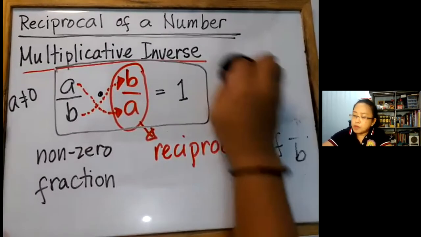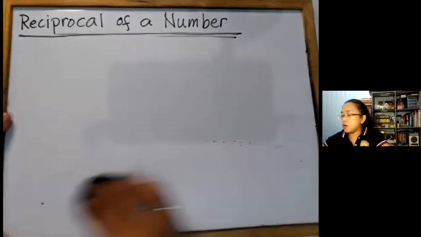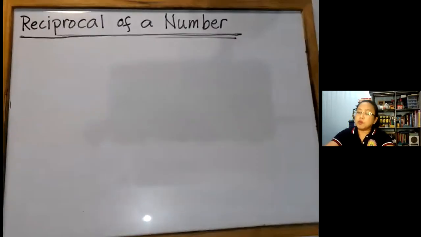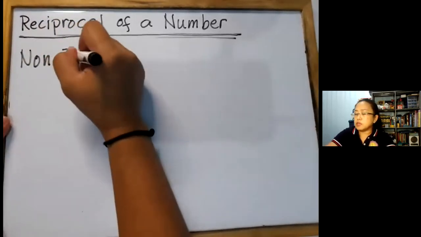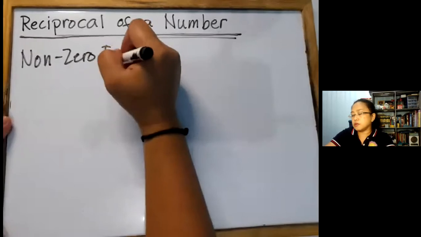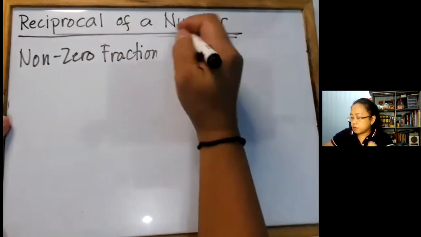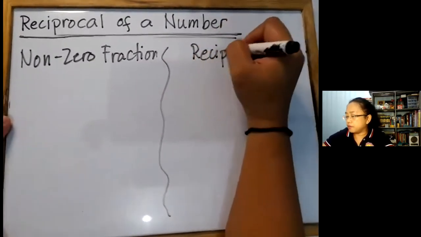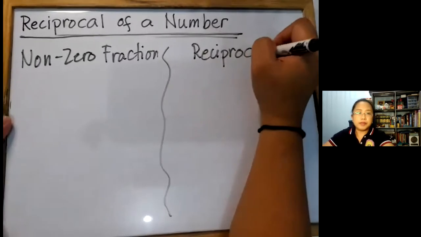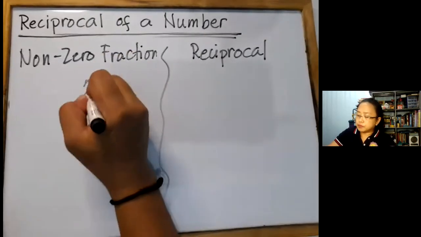So, let's have some numbers to work on with regards to getting the reciprocal of a number. Suppose I have here some non-zero fraction or non-zero numbers. And then, on the other side, we'll have the reciprocal of that number. Okay? So, suppose I have 2/3.